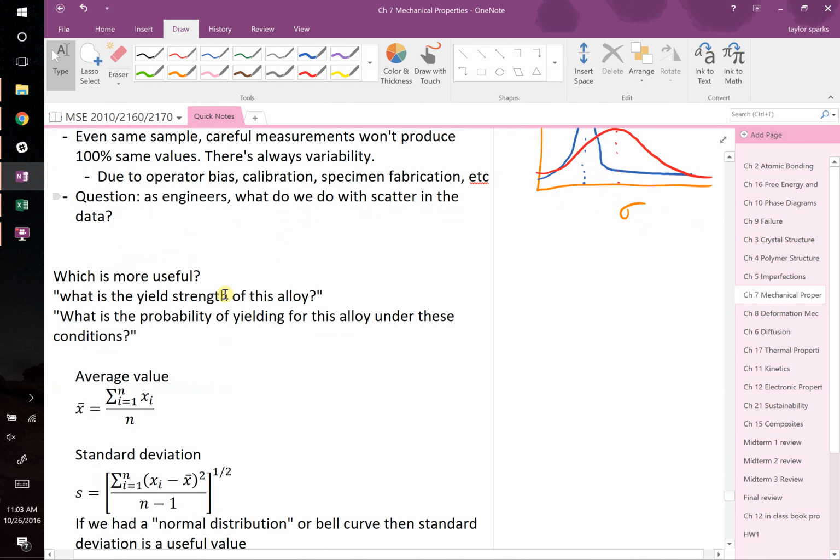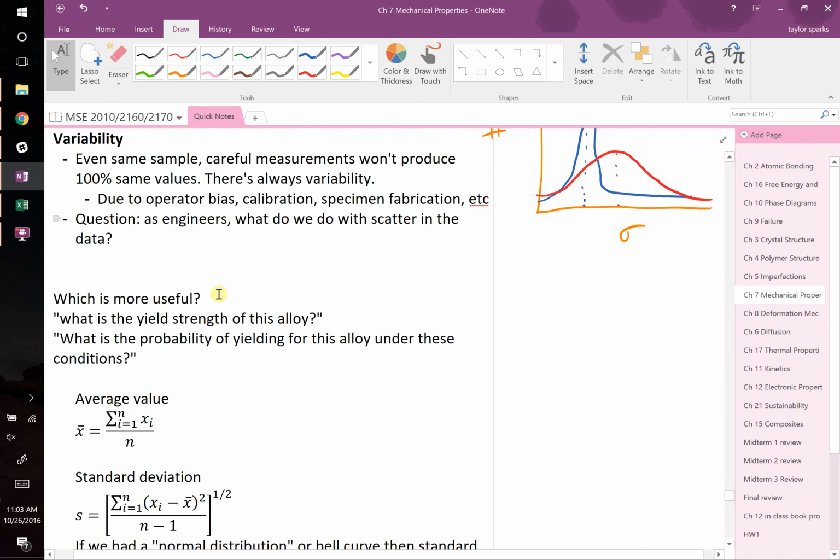And maybe this is a good way to frame the question for today: which of these phrases is more useful? What is the yield strength of this alloy? And that's what a lot of us use. We look up in the back of the book in the appendix, we look up on spec sheets, and we look up the yield strength. And that represents an average, right? So how about this question then?